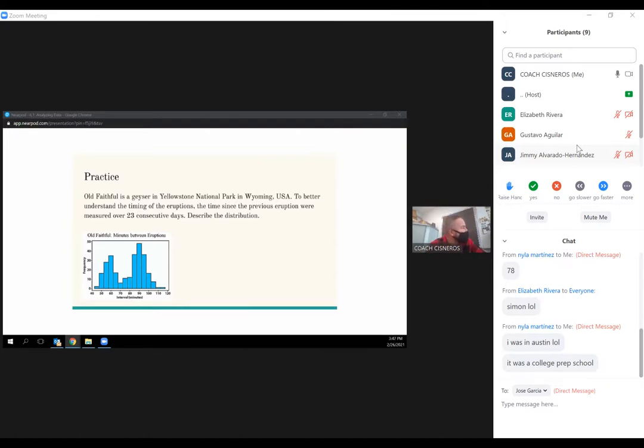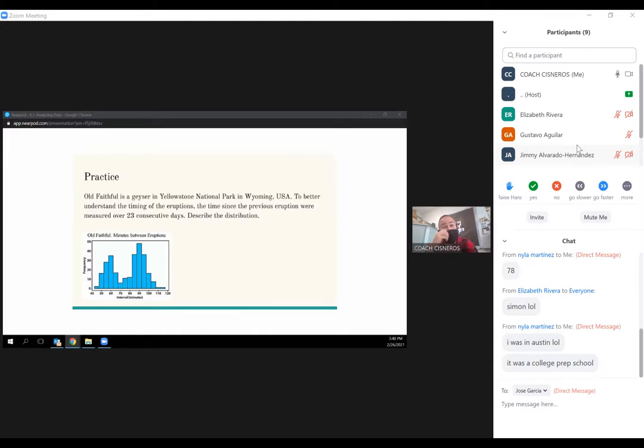Here's a chart that shows the interval and the frequency of the geyser shooting up over 23 days. So tell me, where do you think the center is on this graph? Just throw out a number. No, 75, about 75.